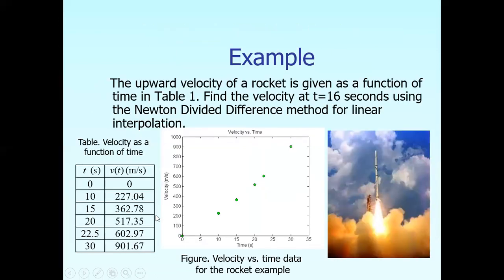Suppose the upward velocity, this is one example. Upward velocity of a rocket is given as a function of time in a table. Find the velocity at t is equal to 16 seconds using Newton divided difference method for linear interpolation. Means the values of t are 0, 10, 15, 20, 22.5 and 30. This t value is given and the velocity at that time is also given. Find the velocity at t is equal to 16.